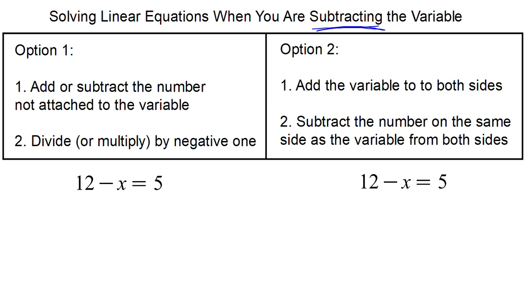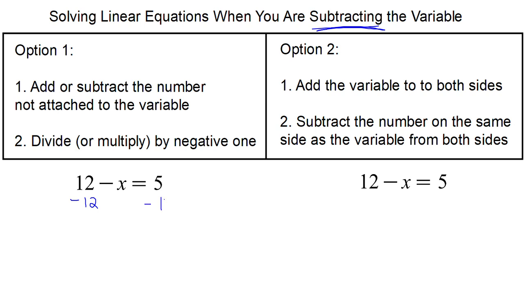So our first option is going to be just add or subtract the number that's not attached to the variable that's on that same side, just like we've done in the past. The number that's on the same side as the x that's not attached to it is a 12. And it's a positive 12. We always look in front to see if there's a sign, not after. That minus goes towards the x, not towards the 12. So it's a positive 12. So to get rid of a positive 12, we would need to subtract 12.